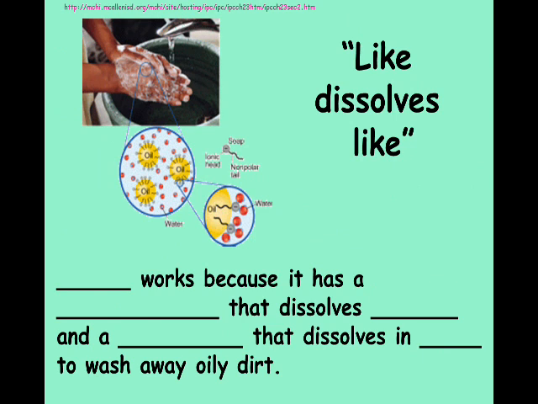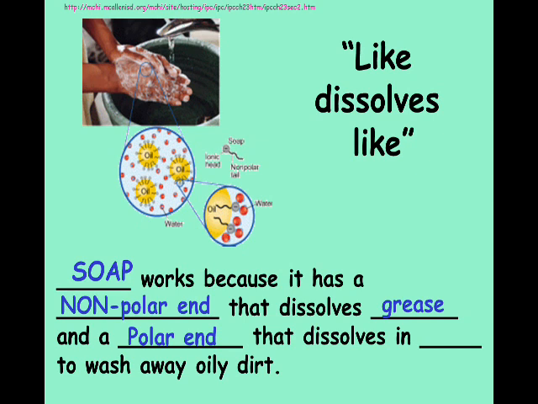It's the reason that soap works when you wash your hands or wash your dirty clothes. Soap is one of those combination molecules. It's got a non-polar end that wants to hang out and touch the grease, and it also has a polar end that dissolves in the water. So it can grab onto the dirt and wash away. It's kind of like a phospholipid. It's got a polar part and a non-polar part.